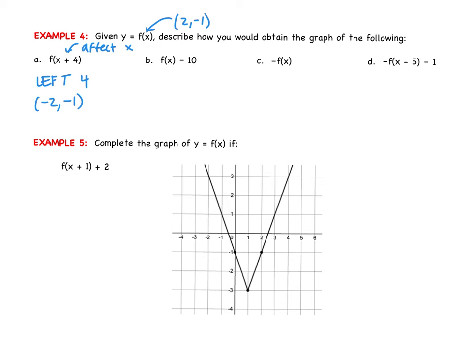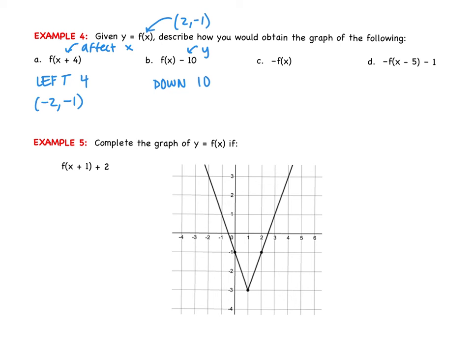Okay, example B. That -10 outside of the parentheses affects y. So that'll be up, down. It's exactly what we think it's going to be. Negative should be down. So this will go down 10 points.